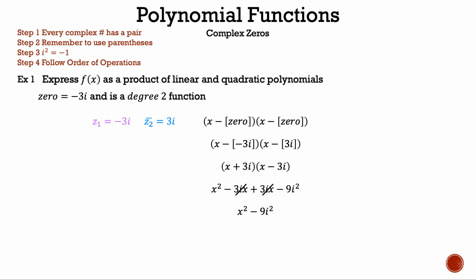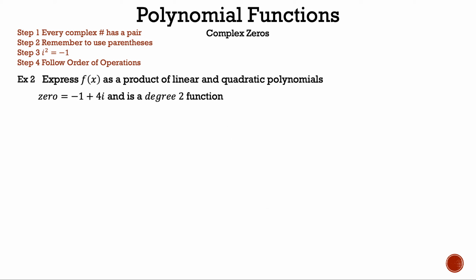What do we think is the next step? That's correct, change i squared to negative 1. And now we can multiply negative 9 and negative 1. And the result is positive 9. So now we have x squared plus 9. And that is example 1. Let's move on to example 2.